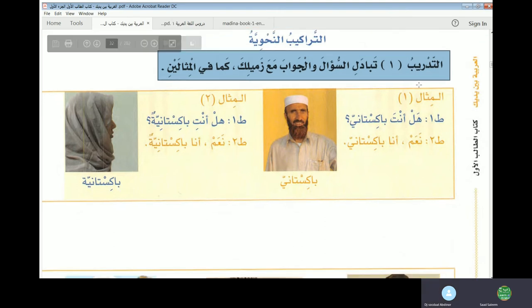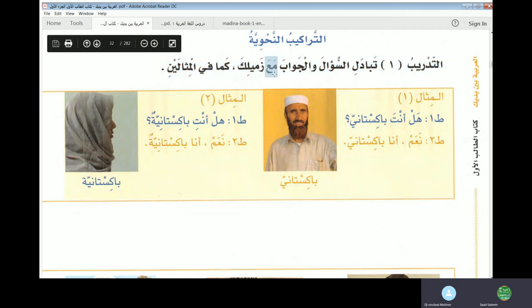Okay, our first exercise. Tabadil means change, exchange, the question and the answer. Ma'a zamilik. What does ma'a zamilik mean? With your colleague. Zamilik means friend, I guess. Ma means with, zamil means colleague.